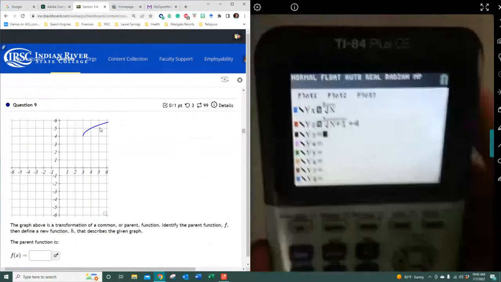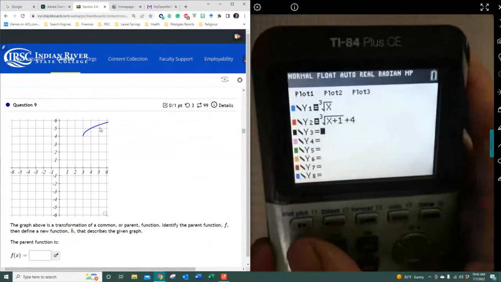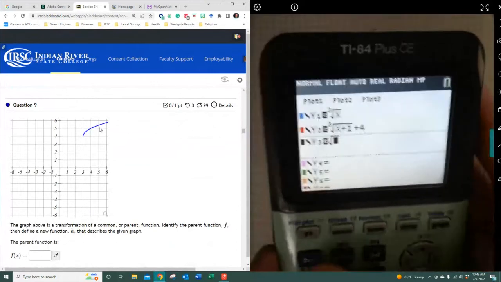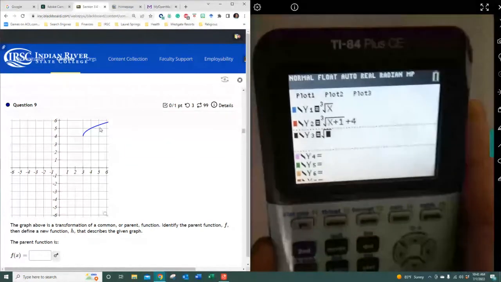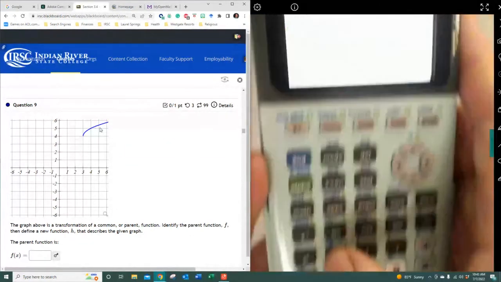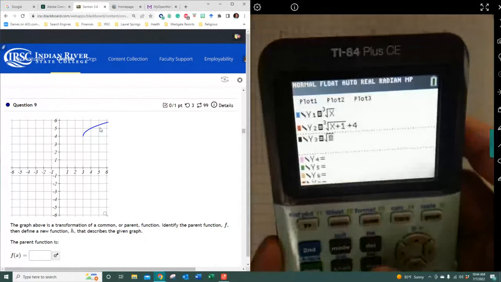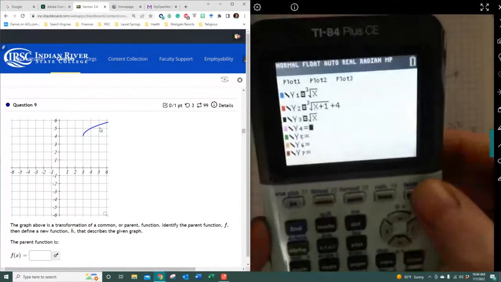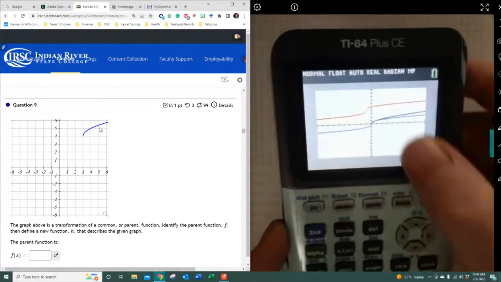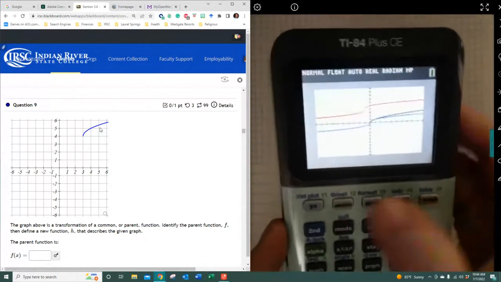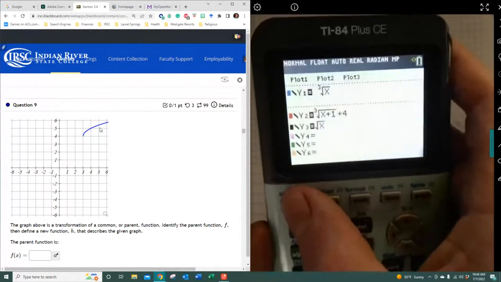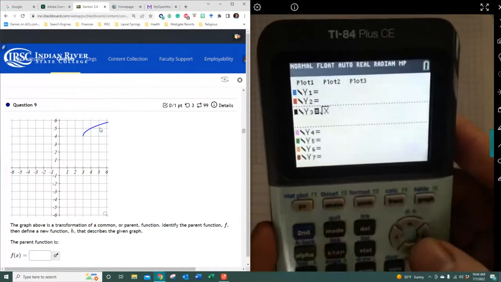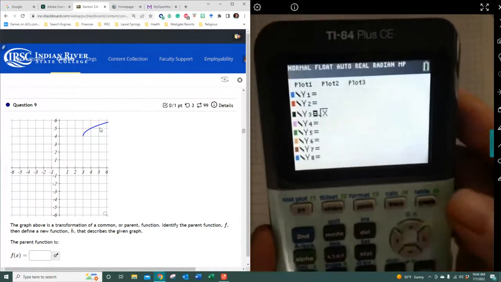Now, this is the square root function, and that again is found on second x squared. It's right above there. There's a square root function. So we're going to go ahead and write that in, and then we graph that. And there it is. It's sometimes distracting seeing the other graphs, so we're going to clear them out.